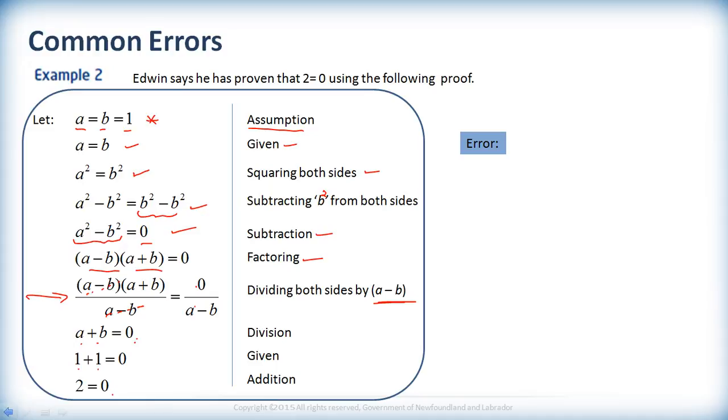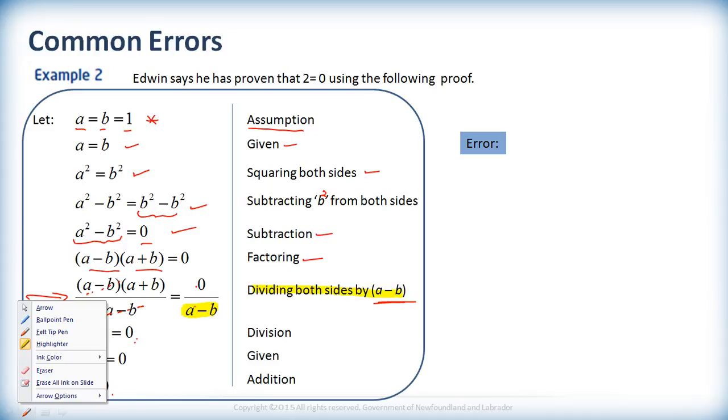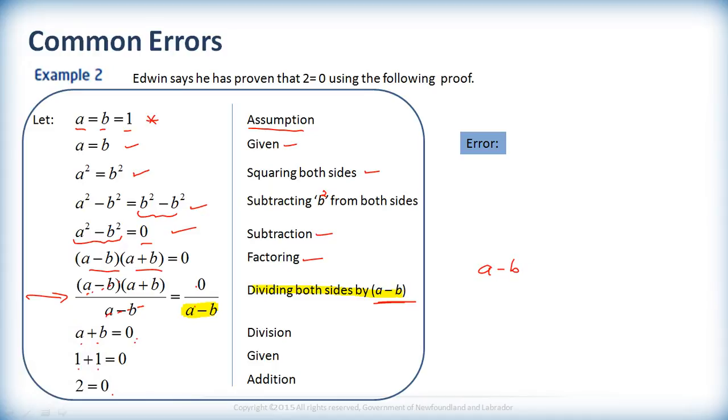The flaw, folks, or the error in this proof is right here. Dividing both sides by a minus b. If a and b are equal, then a minus b is what? Zero. And you cannot divide by 0. It's not a defined operation at all, so you can't use that to prove something. So there's the error in that one.